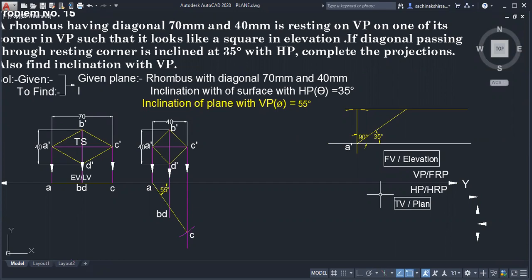45 was an invalid value. That's why I have taken 35. So true inclination 35, true length 70. First we have to take one point on the horizontal line, A dash.